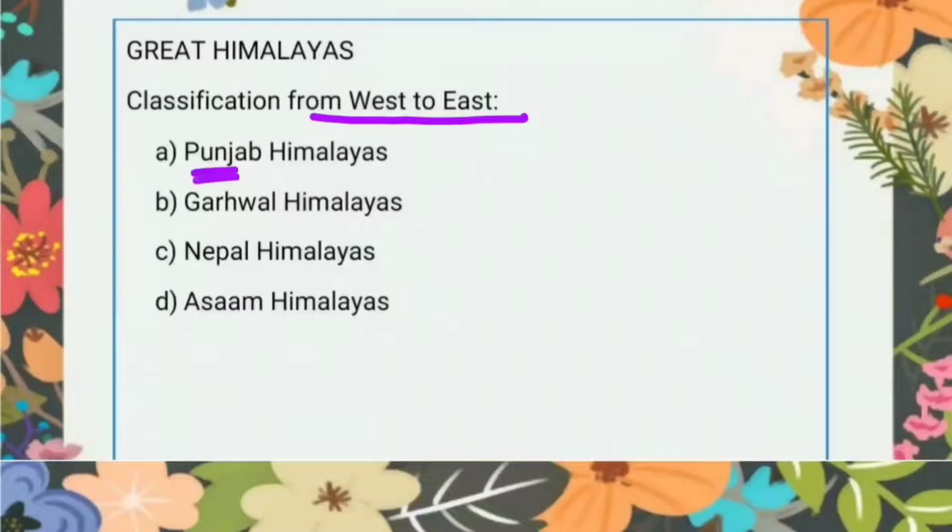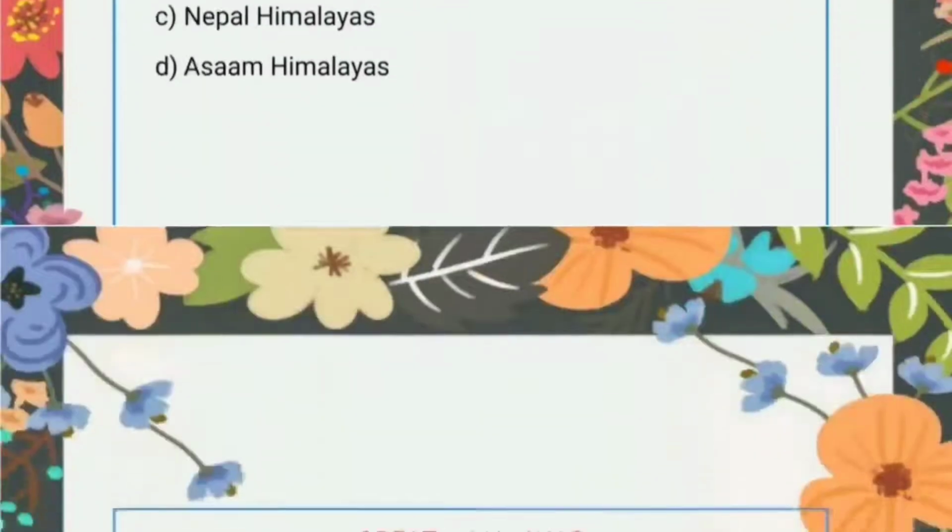Moving forward to the classification based on direction from west to east, first we have the Punjab Himalayas, then the Garhwal Himalayas, then the Nepal Himalayas and the Assam Himalayas. So this is the classification. Let's take them one by one.